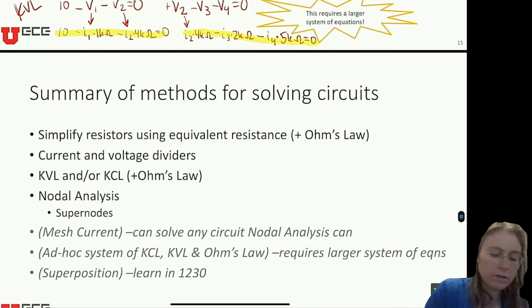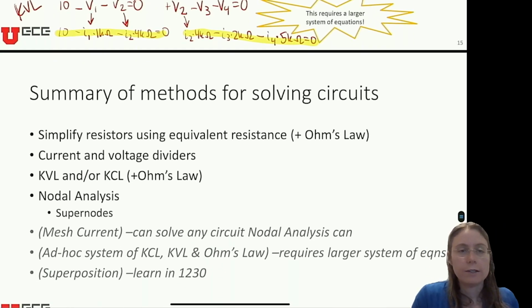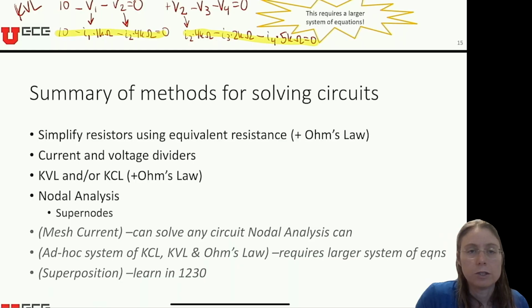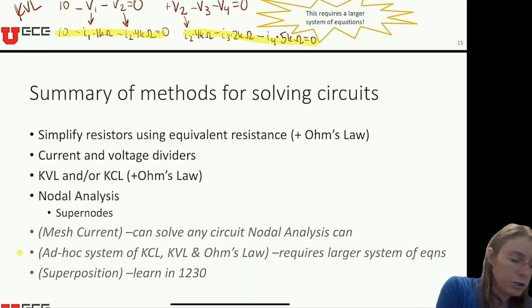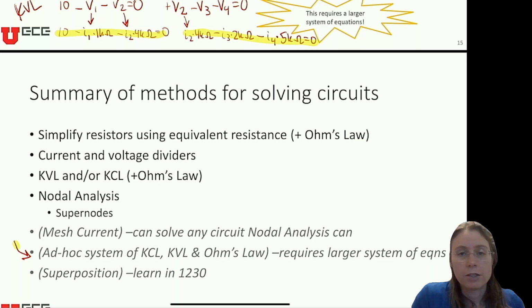Okay, so we've learned over this whole class a number of ways to solve for circuits. In Unit 2, we learned how to simplify circuits using equivalent resistance. We learned about current and voltage dividers also in Unit 2. And then in Unit 1, we had learned about using KVL or KCL, like a single time, in Ohm's law to solve for unknowns in a circuit. And then I just showed you a way to use those kind of systematically to do any circuit. And then we learned all of Unit 3 now.